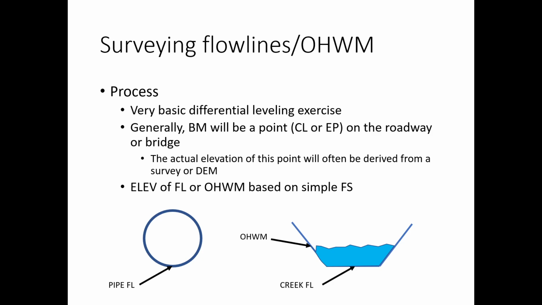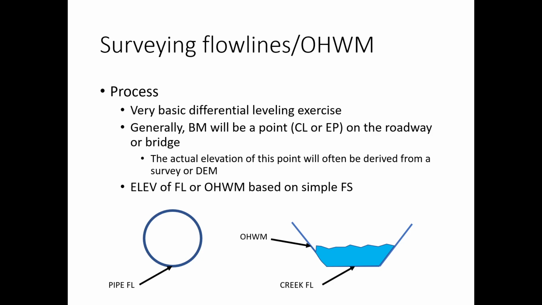You pretty much go out right over the pipe, right over the creek, and set a benchmark, which is generally a point. We can either use center line, edge of pavement, a rail on the bridge, something similar to that, but roadway or bridge. And especially if we have the survey, it's a point we know 100%, what it is. Or if we just have a DEM, digital elevation model, somewhere we're really sure at least what the average elevation is.